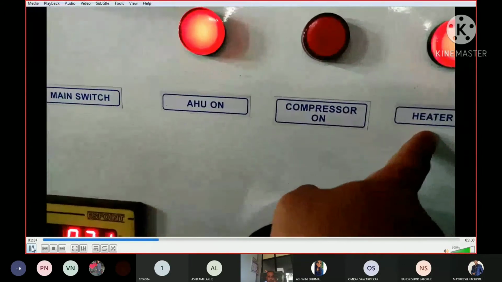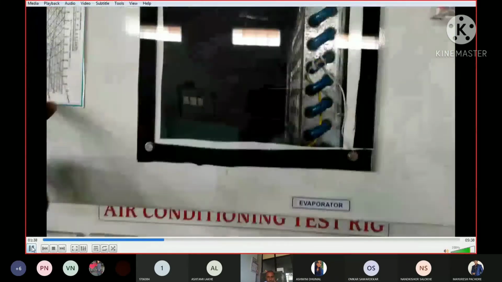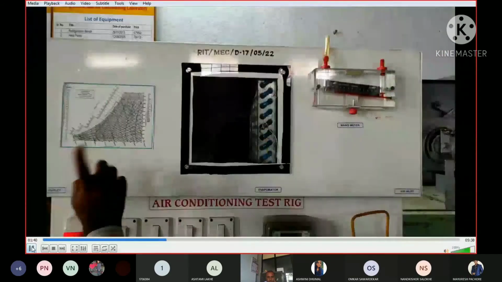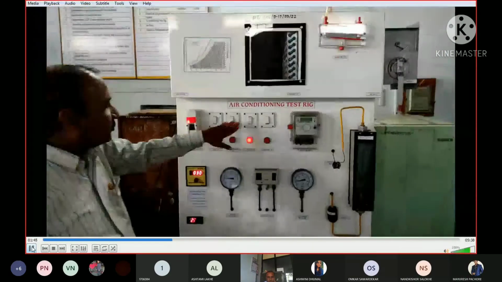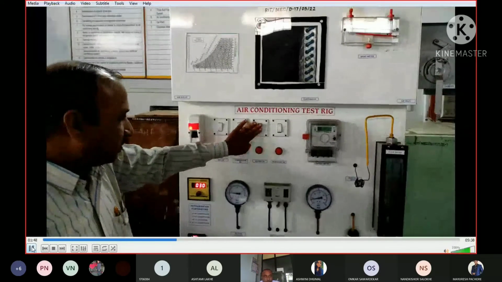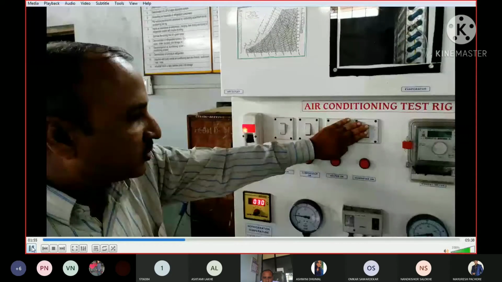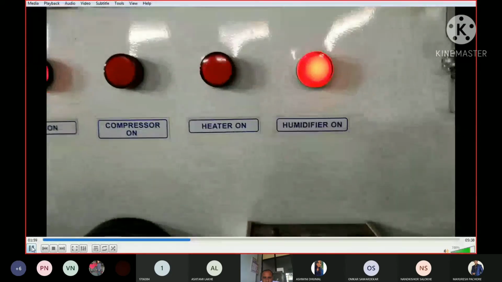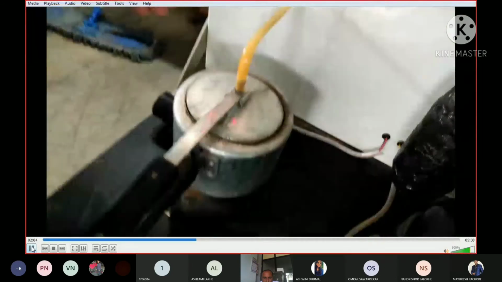Air is going to pass through this channel, because of which there is sensible heating. Once you complete this process after 10 to 15 minutes, you can switch off this heater. Then for heating and humidification, turn this humidifier on. Now steam is going to be generated. Allow some 5 to 7 minutes to generate the steam.